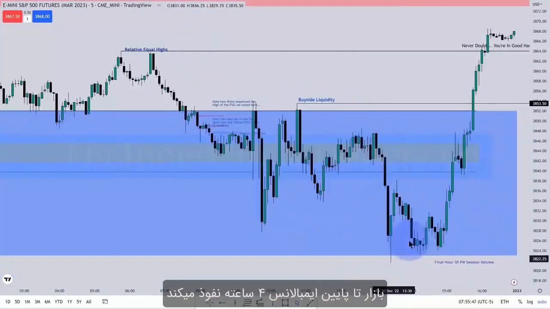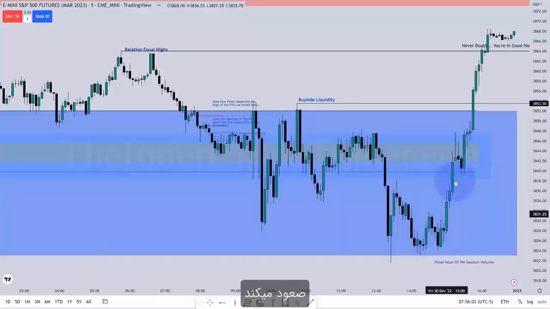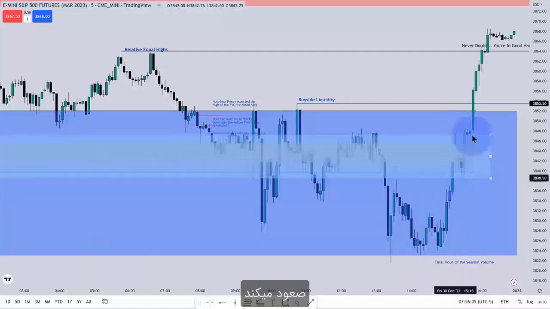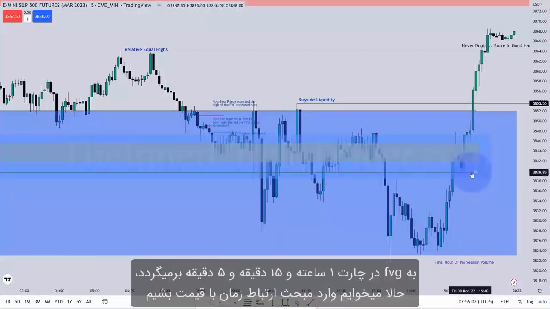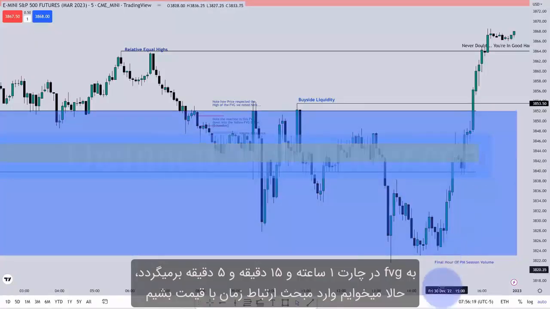Market trades down to the low end of that 4-hour imbalance, trades just a little bit outside of it, then hits the low. Look at that. That's perfect. That's precision. Market rallies. It comes right back up into both the hourly, the 15-minute, and the 5-minute. And I'm extending all those ranges into time later in the day.